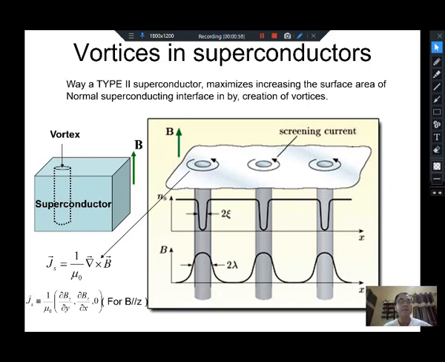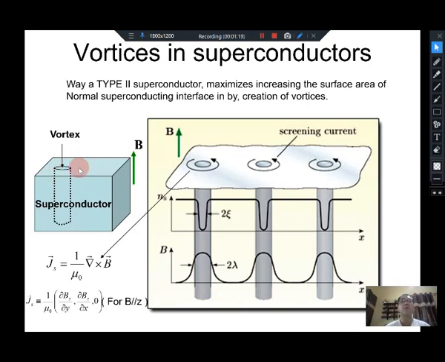This is of course created only in the presence of a magnetic field, because it costs energy to create this normal state, because the superconducting free energy is lower than that of the normal state. So you have to supply energy to actually make it normal, and that energy comes from the magnetic field. So you always create the vortices in the presence of a magnetic field.